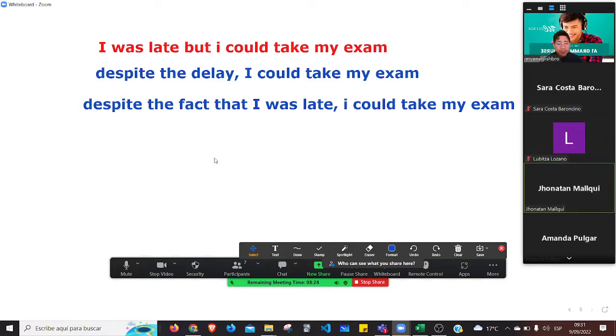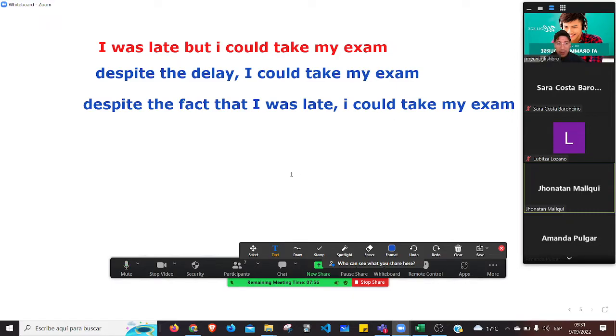Una consulta. ¿Cuál sería la diferencia de decir "I could take" y decir "I took"? Can you repeat? "I could take", si yo pude tomar mi examen. ¿Y el otro cuál era? "I took my exam", yo tomé mi examen. Una es que pudiste tomar tu examen y el otro es que tomaste. Solamente estoy usando el verbo modal. Ok. Pero es lo mismo. En ambos casos tomaste el examen en pasado.